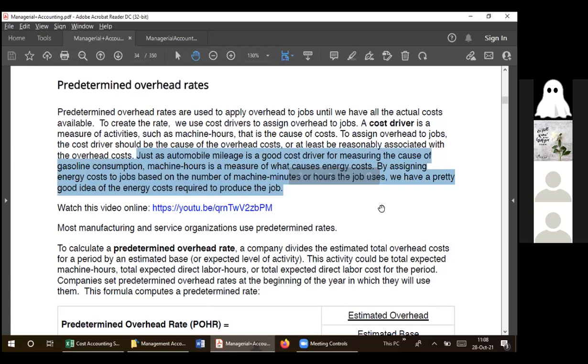So just as automobile mileage is a good cost driver for measuring the cost of gasoline consumption, machine hours is a measure for what causes energy cost. So what is the reason for energy cost? It is because of machine hours. By assigning energy cost to jobs based on the number of machine minutes or hours the job uses, we have a pretty good idea of the energy cost required to produce the job.